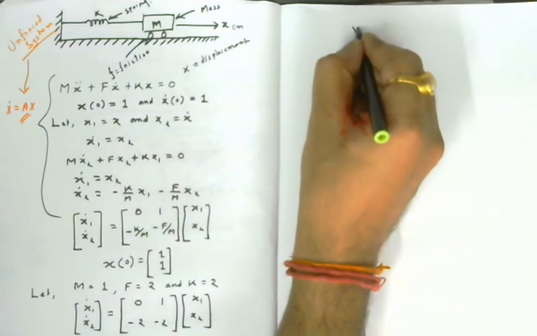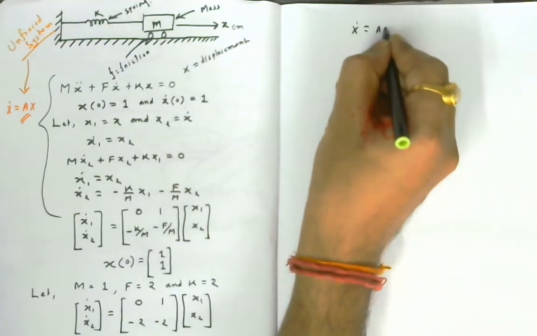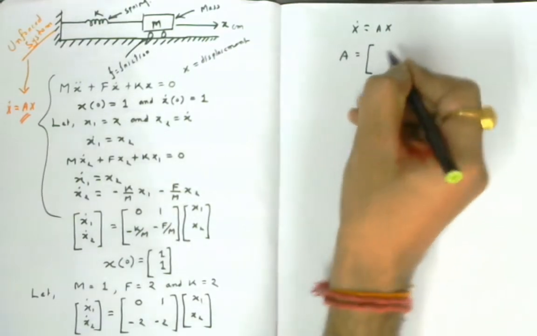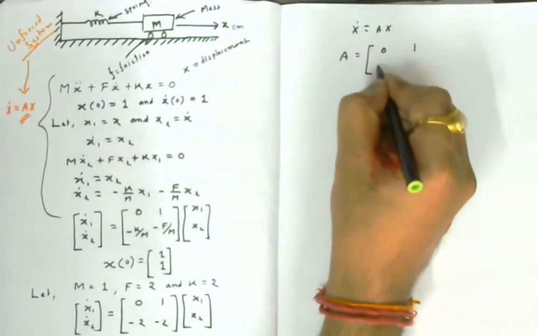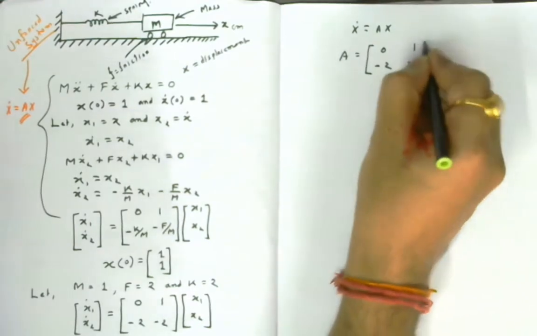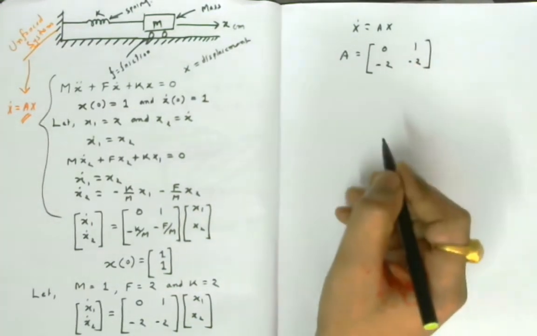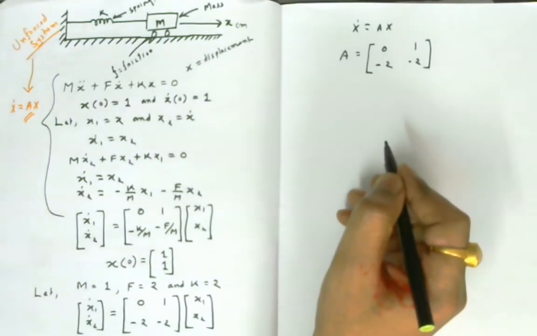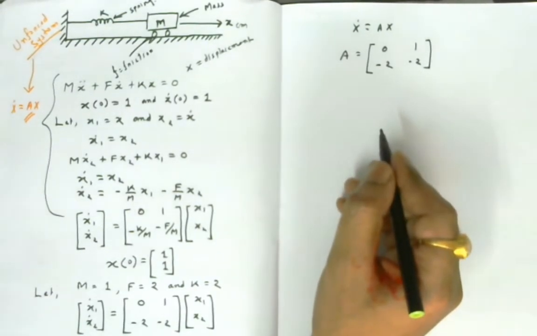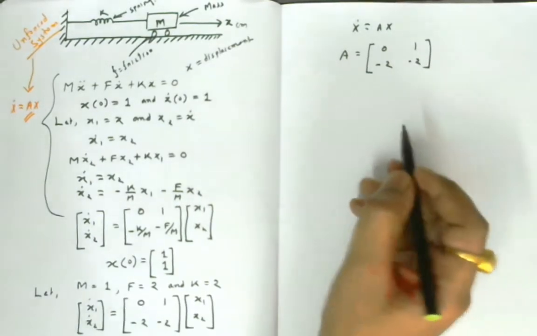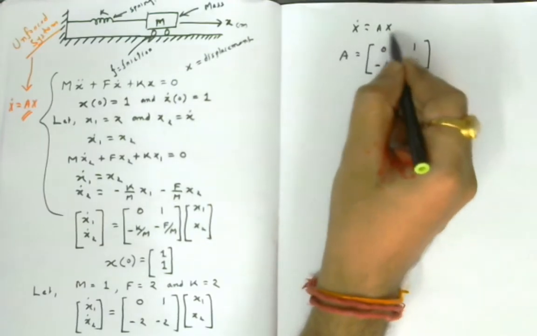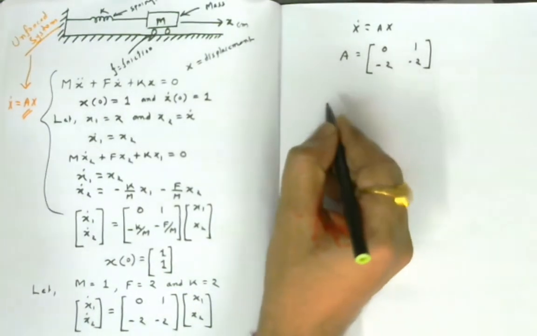So that is x dot equals Ax, and the A matrix is in this case [0 1; -2 -2]. Alright. Now if you apply Laplace transform to this equation, what will happen?